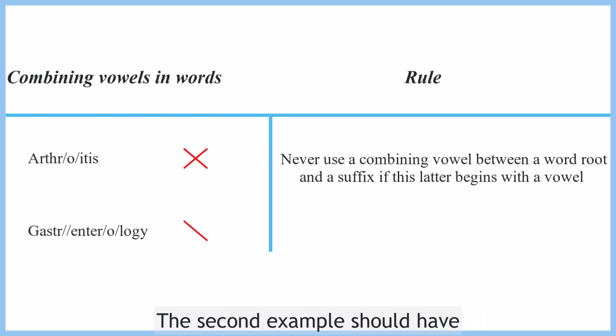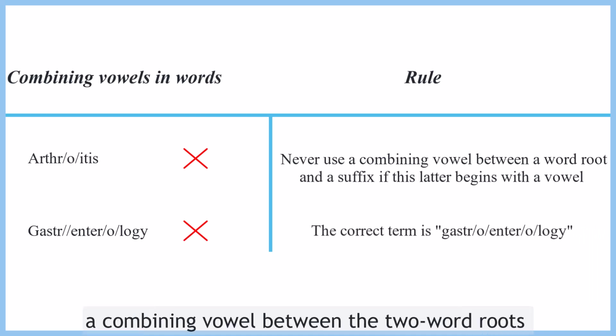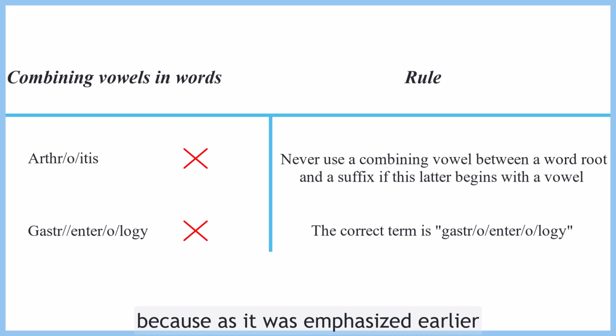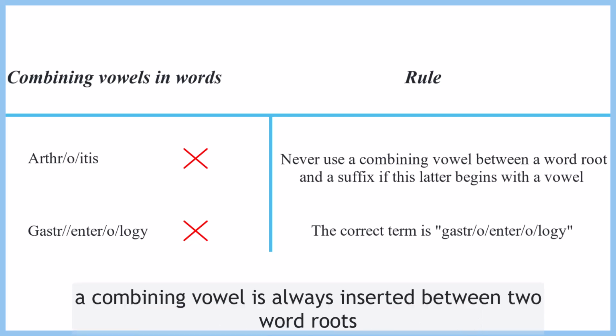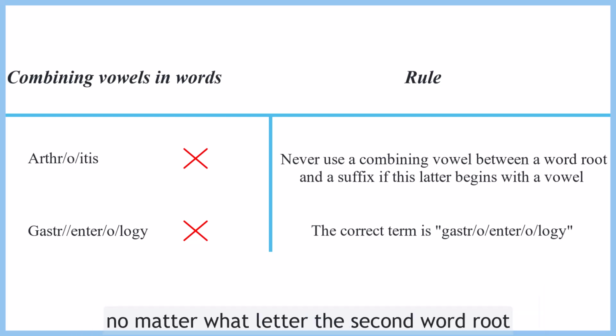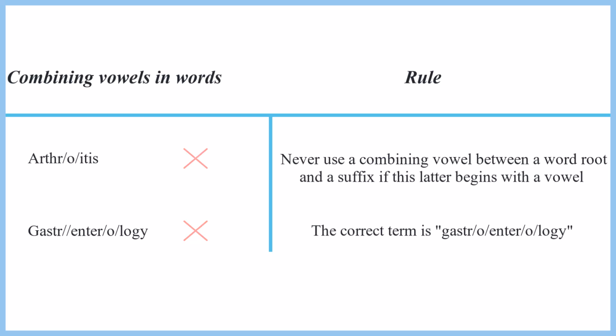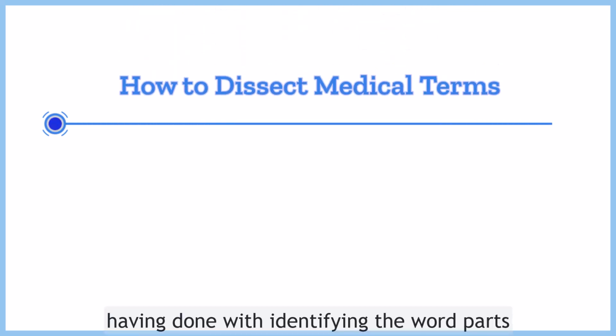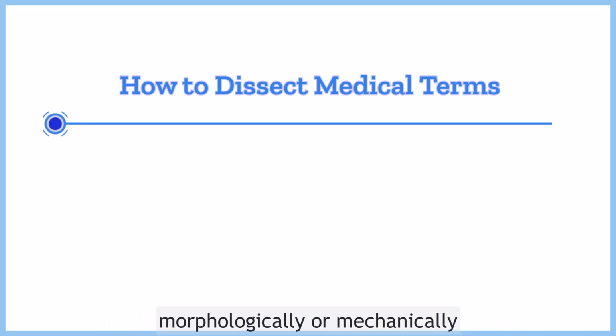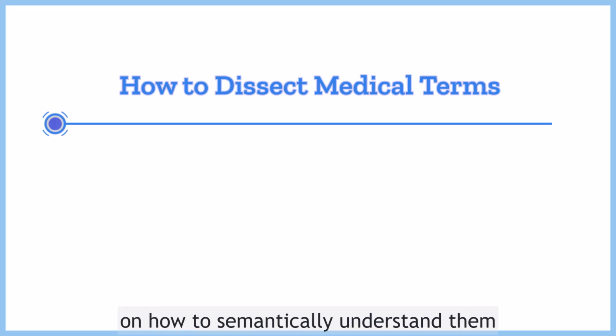The second example should have a combining vowel between the two word roots because, as it was emphasized earlier, a combining vowel is always inserted between two word roots, no matter what letter the second word root begins with, either consonant or vowel. Having done with identifying the word parts morphologically or mechanically, let's now learn some techniques on how to semantically understand them.